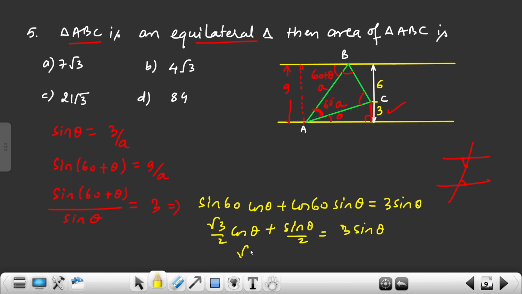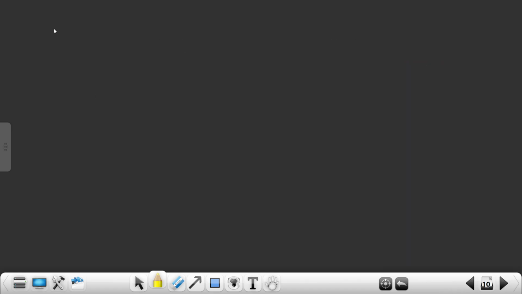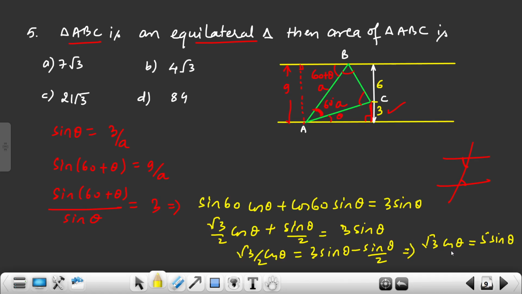Now root 3 by 2 cos theta is 3 sine theta minus sine theta by 2. 6 minus 1, that is 5 by 2, the 2 cancels. So root 3 cos theta is 5 sine theta, right? So I can say from here that root 3 cos theta is 5 sin theta. Let's assume this as 1.